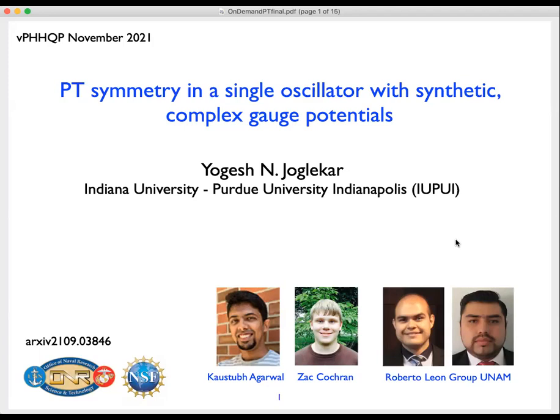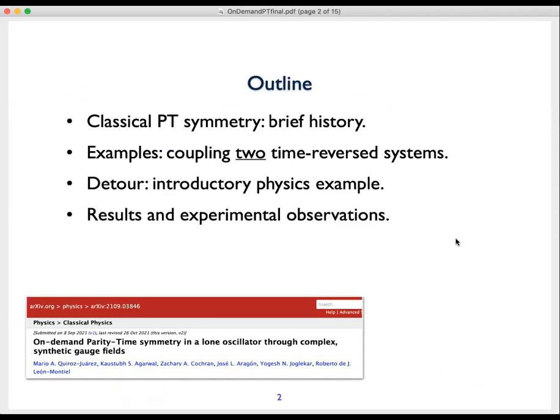So today I want to tell you about PT symmetry in a single oscillator with synthetic complex gauge potentials. And here is the outline of my talk. Those of you who know me, in recent years I have been talking about PT symmetry in quantum platforms quite a bit, ultra-cold atoms or superconducting qubits and so on. And today I want to switch gears and come back to the original PT symmetry, which is basically where you have gain and loss, both of them being present.